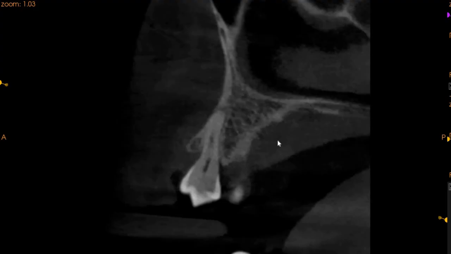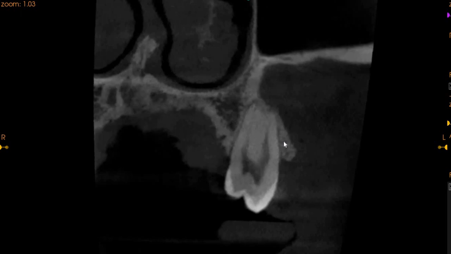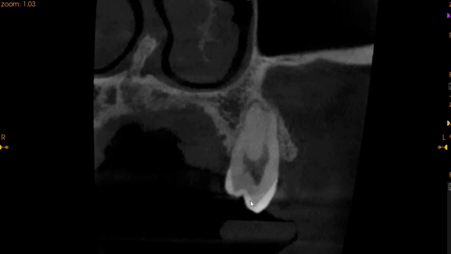This is the coronal view of the upper left 4. This is a distally rotated premolar. We will observe for any cracks. We don't see any major cracks other than this segment extending from the buccal cusp all the way to the nerve. We don't see J-shaped radiolucency. We don't see periapical radiolucency, and we don't see any significant bone loss around the tooth.